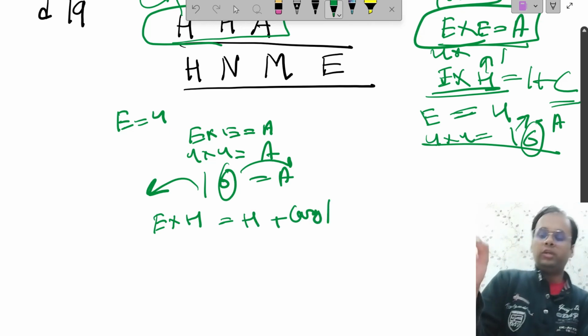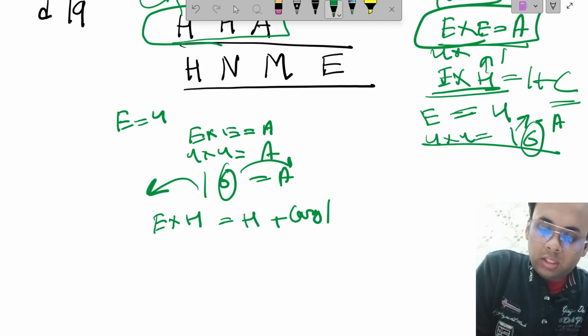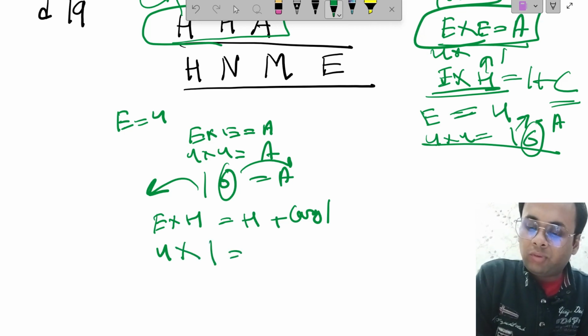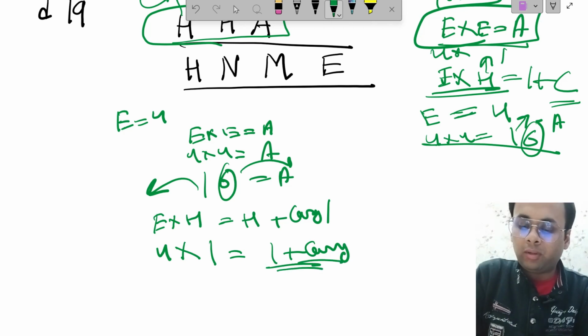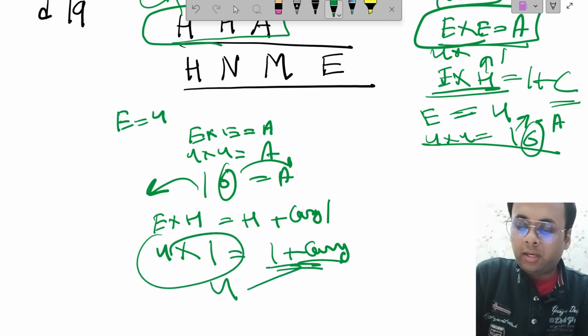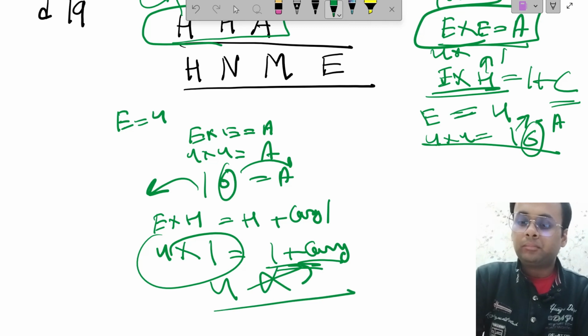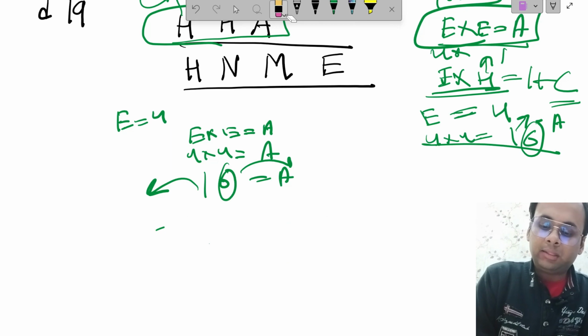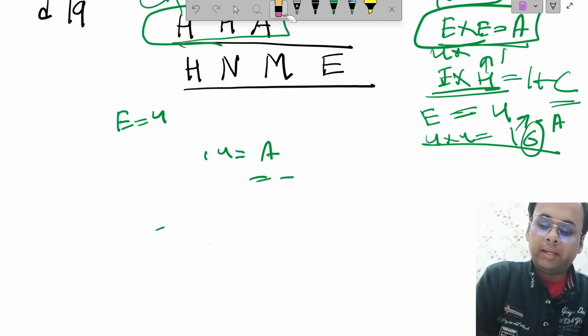So if e into h goes like this, we have e 4 into h value is 1. So how can it give 1 plus carry? It cannot give. It has to be a bigger number, because 4 into 1 is 4, and it will not give any carry. So next, it means we have to find some sort of big number. Let us move ahead.